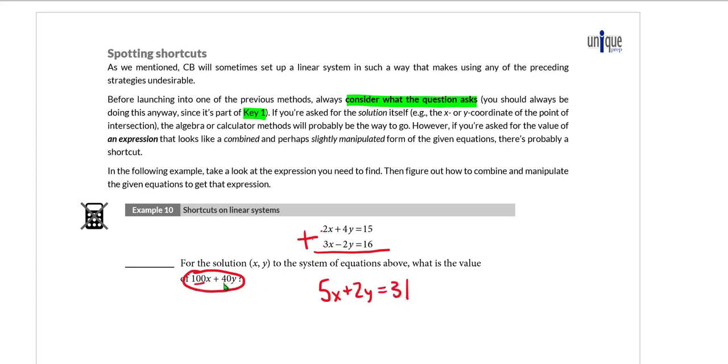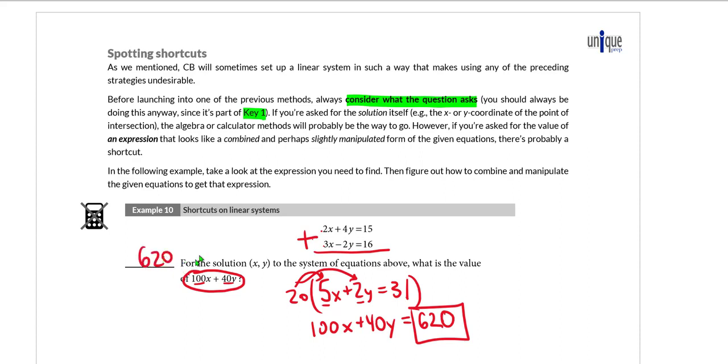Look at these coefficients, and it should be clear that if we simply multiply that sum of the two equations that we just found, 5x plus 2y equals 31, by 20, we get 100x here, we get 40y there, and we get over there on the right 20 times 31. Again, multiple ways to do this, but probably the easiest way is to realize that 20 times 31 is the same as 2 times 31 times 10, and 2 times 31 is 62, times 10 is 620. Therefore, our answer is 620.